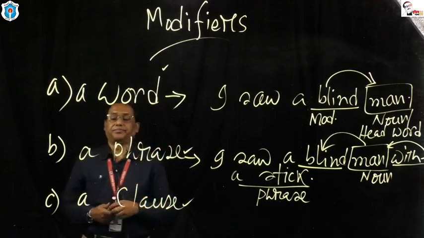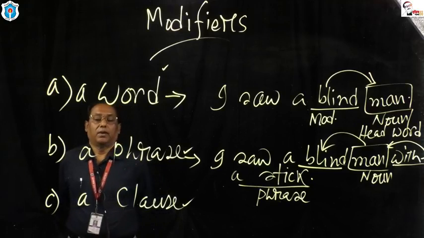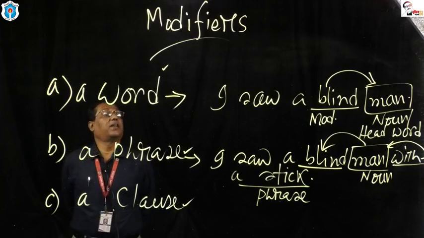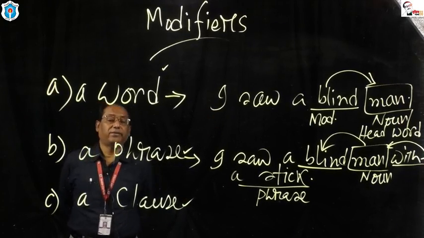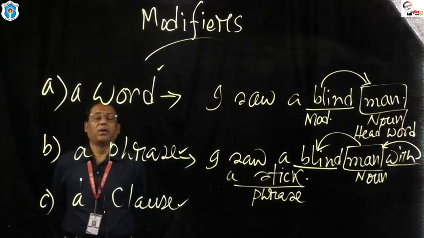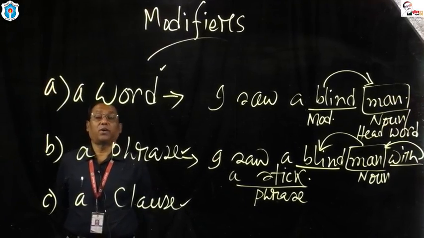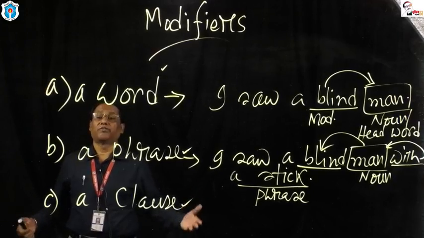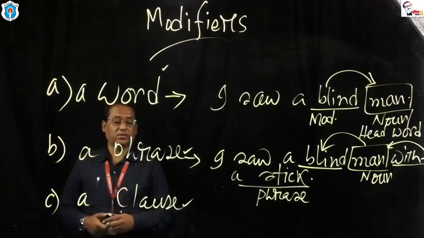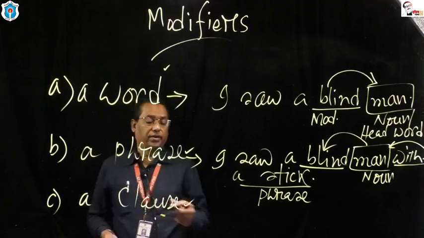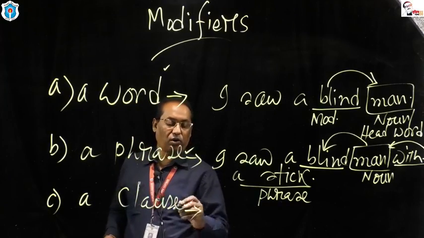That is, a modifier may be a single word. In the first example, blind. In the second example, with a stick, this is a phrase. Now, what is a phrase? You should also know phrase. And let me discuss. And the last one, a modifier may be even a clause.